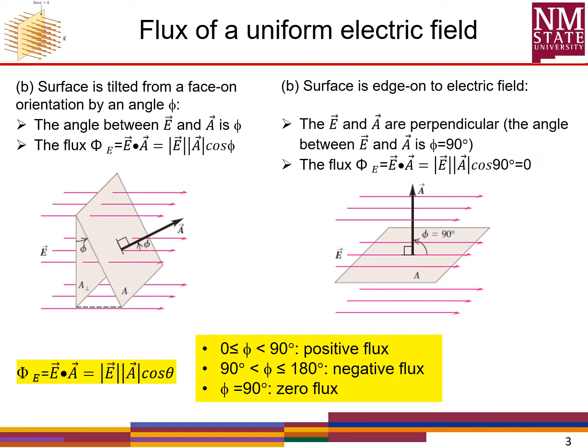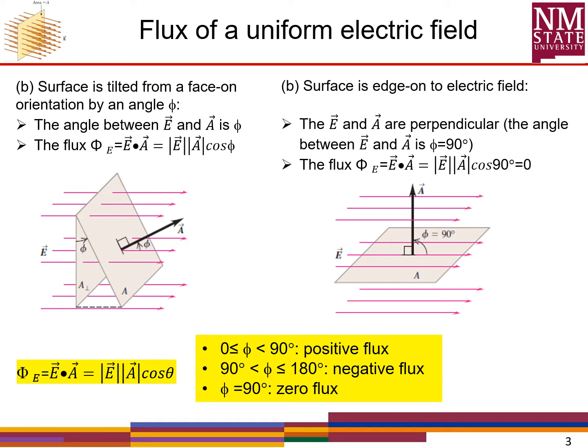The second case is the surface is tilted from a face-on orientation by an angle phi. Now in this case, you can see the angle between electric field vector and area vector is equal to phi. So then you can find flux. Flux is equal to E times A times cosine phi. Phi is the angle between electric field and the area vector.